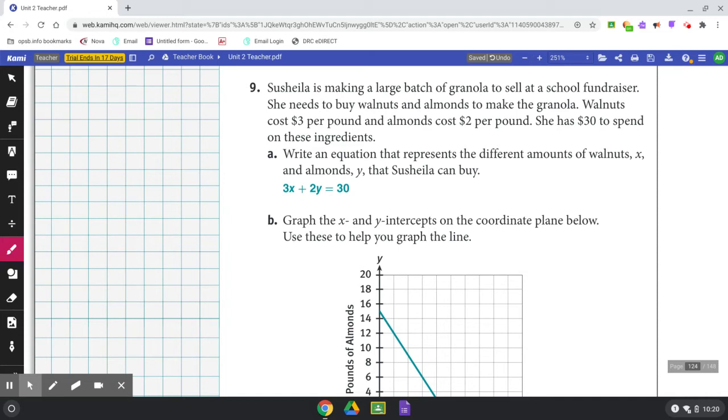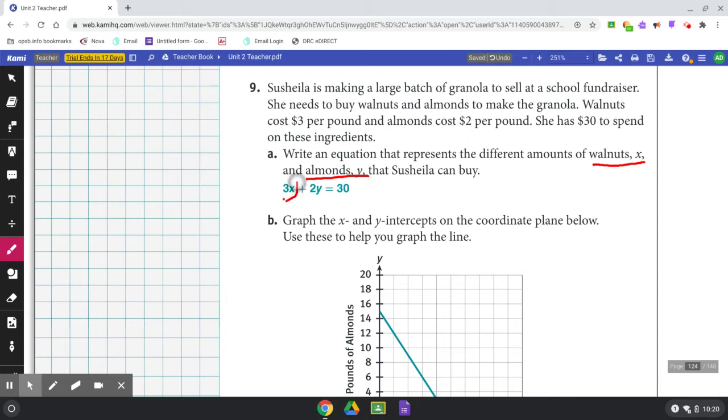Sushila is making a large batch of granola to sell at a school fundraiser. She needs to buy walnuts and almonds to make the granola. Walnuts cost $3 and almonds cost $2, and she has $30 to spend on the ingredients. Write an equation that represents the amount of walnuts, x, so x is walnuts, and almonds, y, so y is almonds, that Sushila must pay.